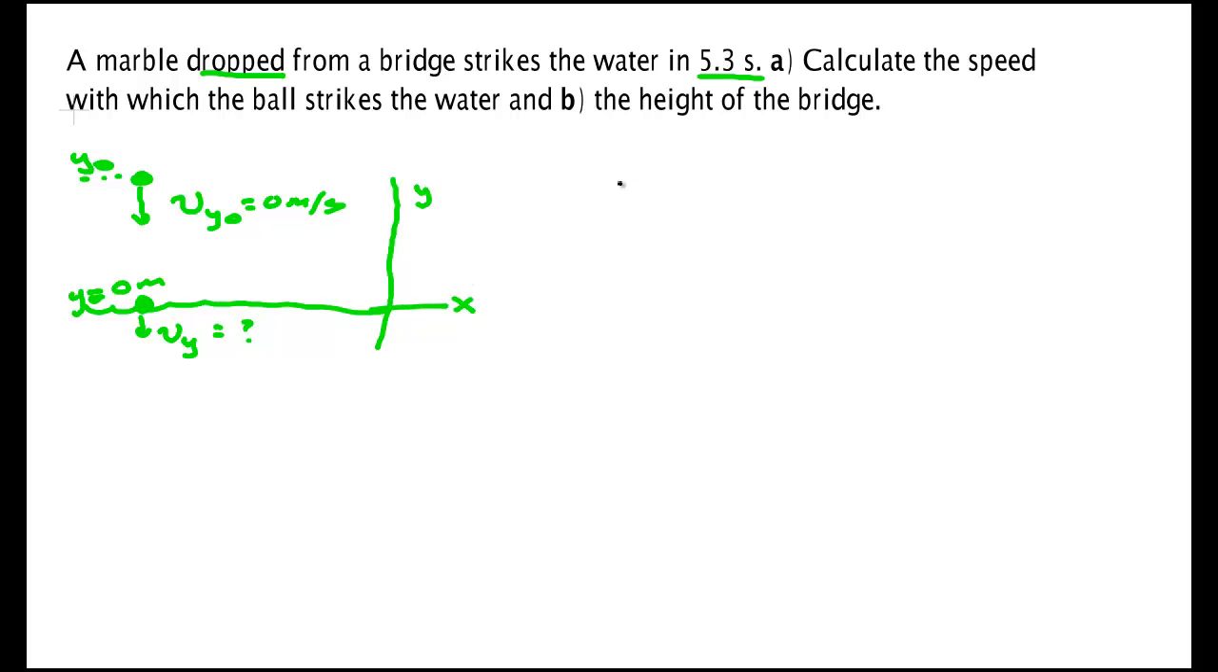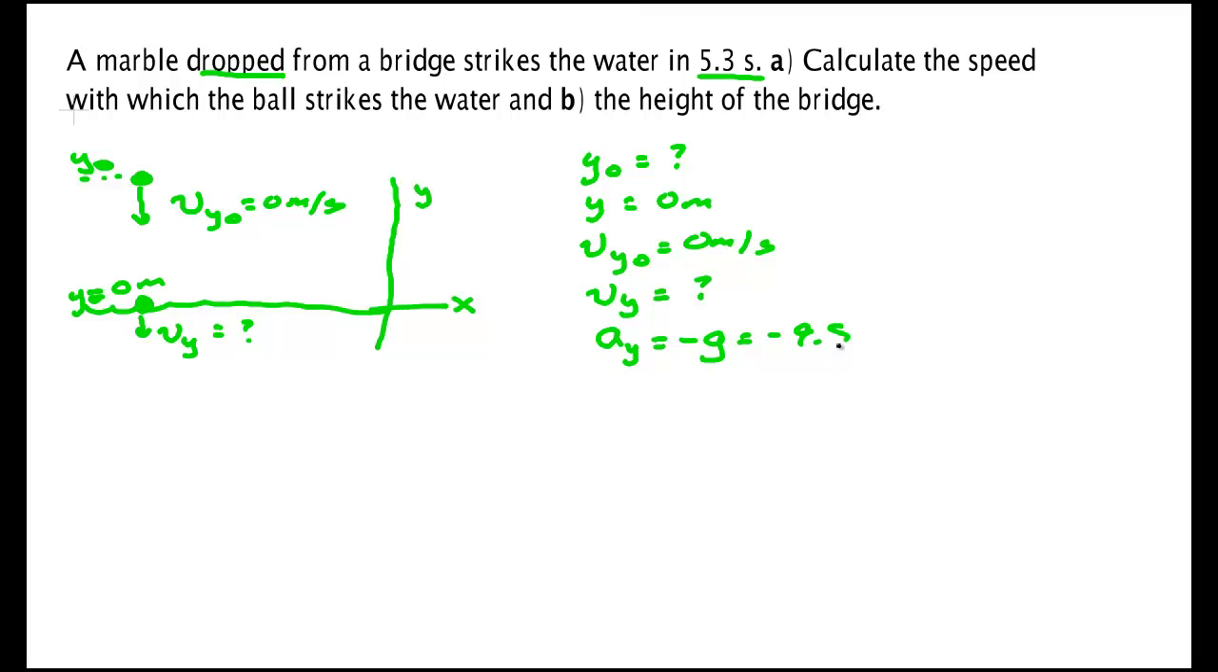Free fall problems are constant acceleration problems involving kinematic equations, so we want to build our table. Y naught, I don't know what that is. Y, I've chosen that to be my 0 meter position. Vy naught is 0 meters per second. Final velocity at the water, I don't know. Acceleration in y is minus g, which is minus 9.8 meters per second squared based on what I've put in my coordinate system, and time is 5.3 seconds.